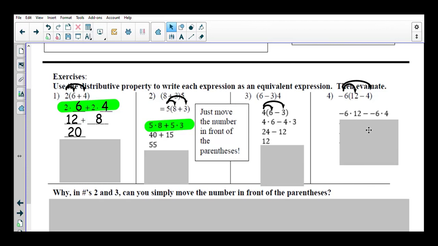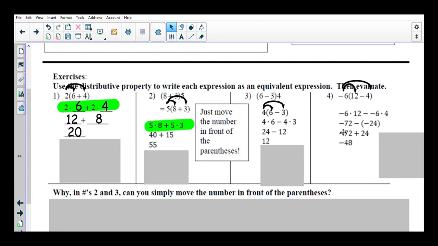Negative 6 times 12 is negative 72 minus, and then negative 6 times 4 is negative 24. So you have negative 72 minus negative 24. I did rewrite it as negative 72 plus 24, but you could skip that step and then just do negative 72 minus negative 24 in your calculator. You will get negative 48.